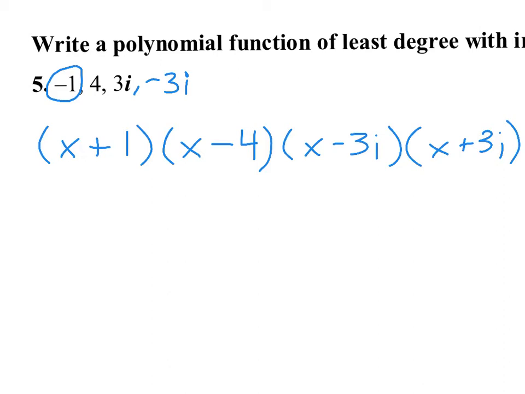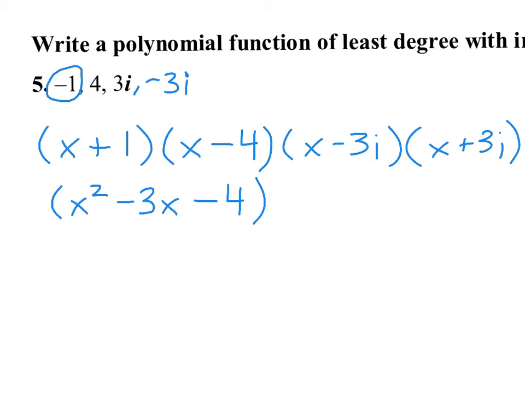Right, so I'm going to multiply the first two together. If I FOIL, I get x squared. And the outside is negative 4x, and the inside is plus x. So I'm just going to combine that in my head now. Minus 3x minus 4.